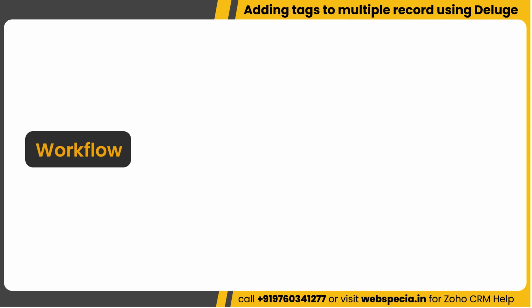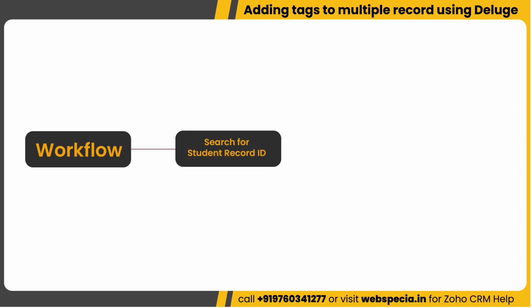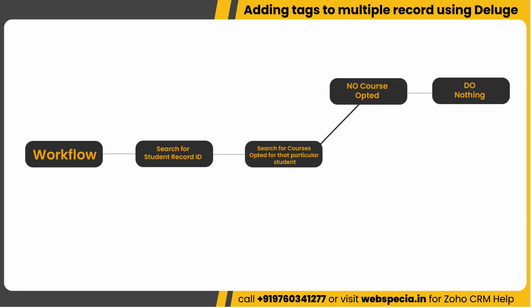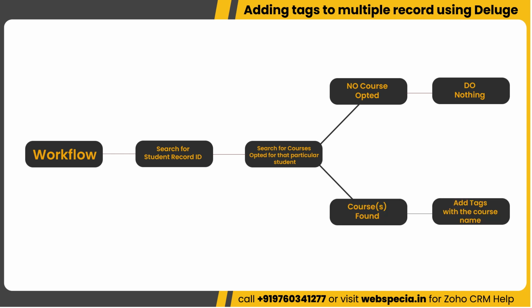So whenever the action field is updated, this workflow will be triggered with a Deluge script which will perform the following actions. It will fetch the student ID from the updated record, then it will search for all the courses that student has opted for. If there is no course opted by a particular student, then it will do nothing. Else, if there are opted courses in the module, then it will make a list of all the courses and add it as tags of that particular student. Once we are done creating the workflow with the Deluge script in it, we will test it by editing a single record and then by doing a mass update.